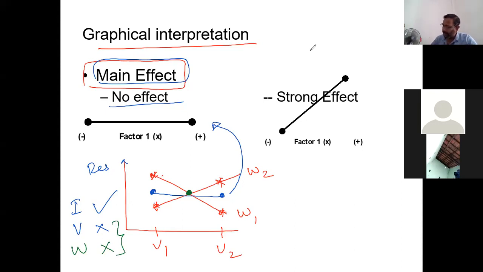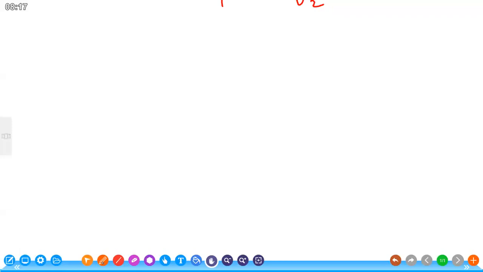Look at another example. If the line is parallel, no main effects. If the line is slanted, there's a slope, we can call it that there's an effect. So just explaining. Look at this. I will take some time for drawing.